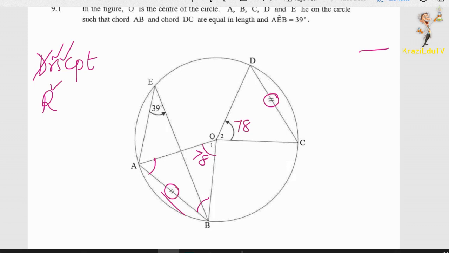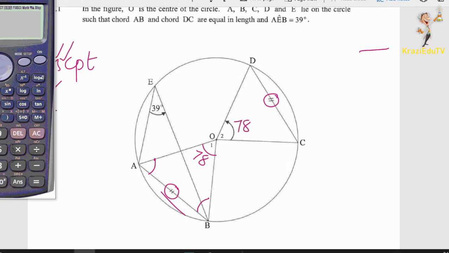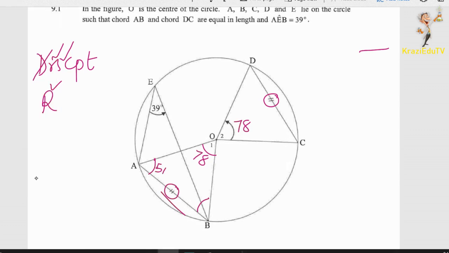Angles opposite equal sides, which will be what? 180 minus 78, because these angles are equal, and we divide that by what? By 2. This angle therefore is 51, which also makes this angle what? 51. And that angle becomes what? 51.